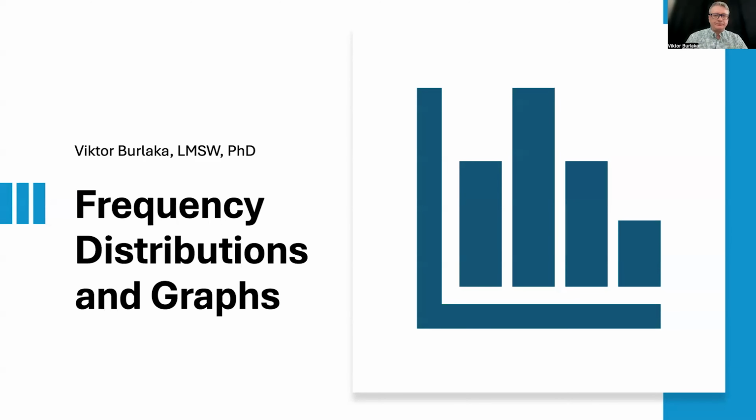Hello, everyone. In this lecture, we are introducing frequency distribution and graphs, fundamental concepts in statistics that help us understand how data is organized and presented. A frequency distribution provides a summary of how often different values occur in a data set, which is crucial in social work when analyzing client data or programming outcomes. By using graphs, we can visualize these distributions, making it easier to spot trends, outliers, or patterns in the data.